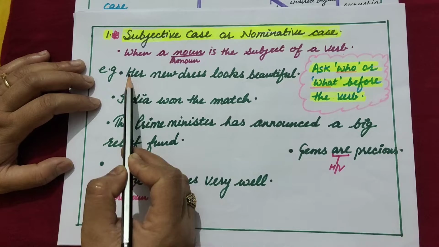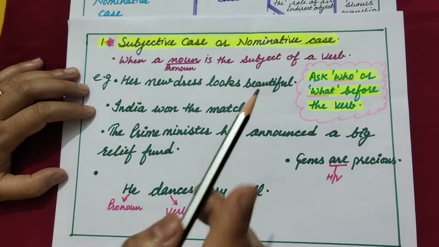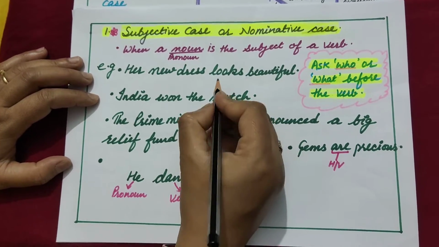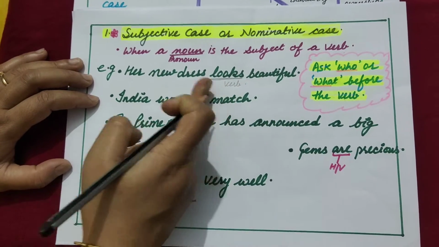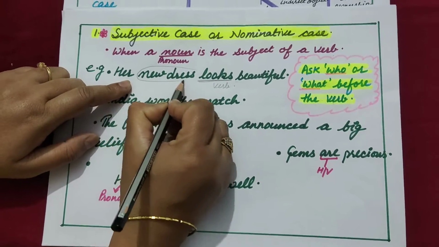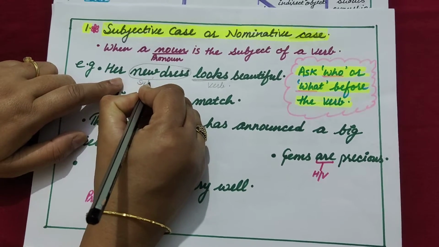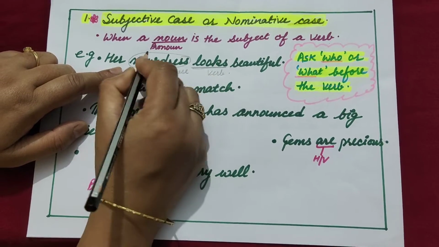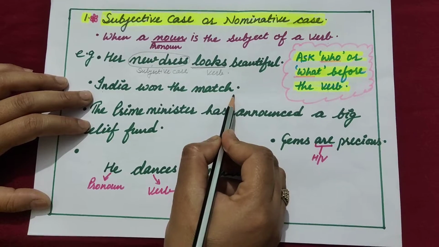For example, her new dress looks beautiful. So, now what I have said here, ask who or what before the verb. Now, what is the verb here? Looks is a verb here. Now, what is before the verb? That is what? New dress. So, the new dress is what here? It is subjective or nominative case. New dress. Clear?